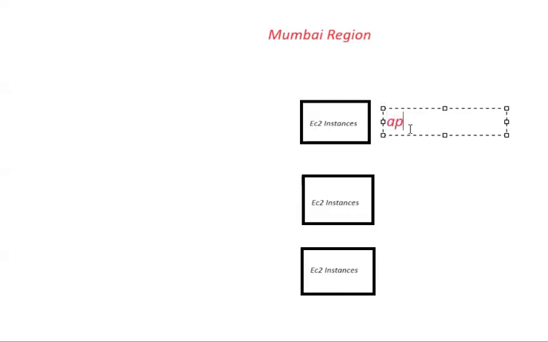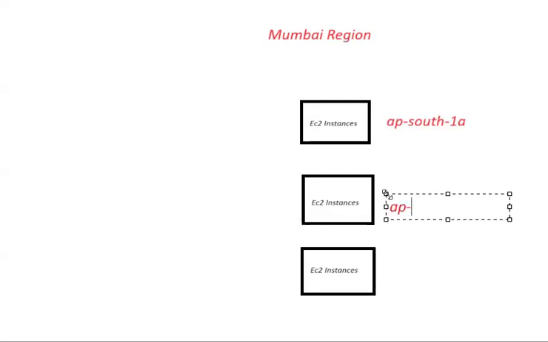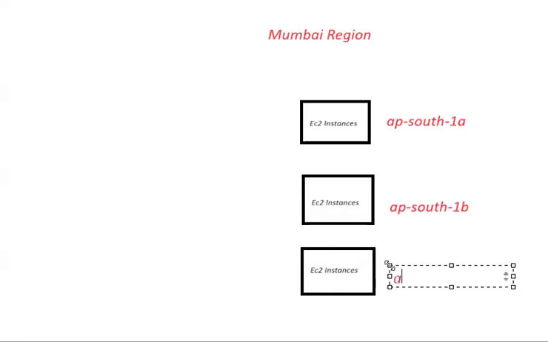That is ap-south-1a. This is one availability zone. And in Mumbai, the another availability zone is ap-south-1b, and the other availability zone is ap-south-1c. So to get high availability, I need to host my web servers in different availability zones, right? So now I have hosted these in different availability zones.